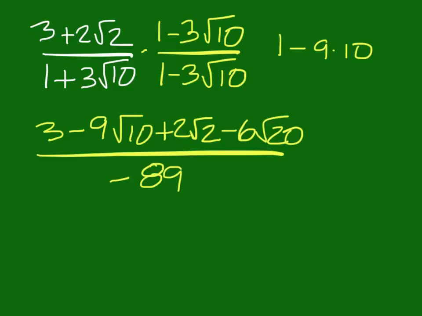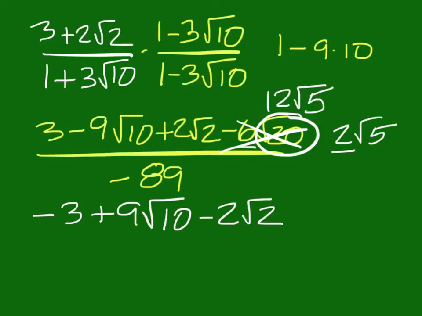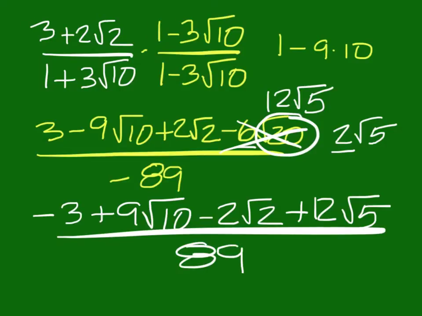On the top we have something to simplify here. That is square root of 20. We've done that many times. It comes out to be 2 square root of 5. When you multiply the 2 and the 6, it's 12 square root of 5. We have 3, 9, 2, 12, and negative 89. They have nothing in common except 1. So all we need to do is to change the sign of everything to get negative 3 plus 9 square root of 10 minus 2 square root of 2 plus 12 square root of 5 over 89.